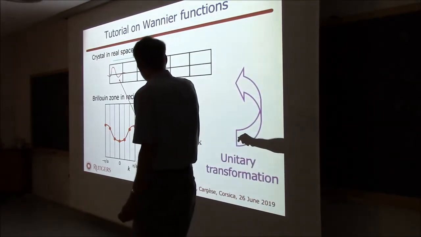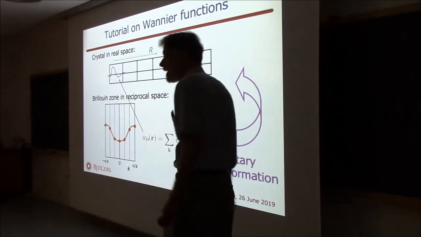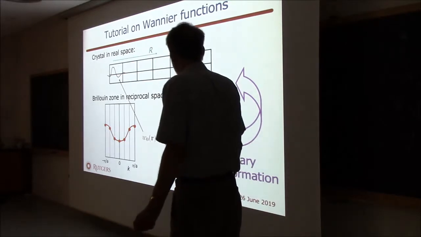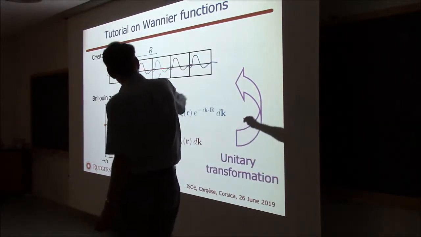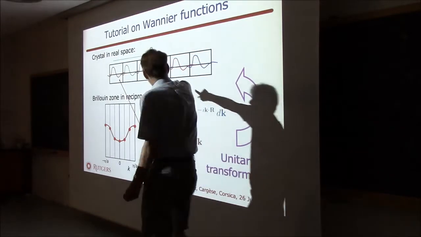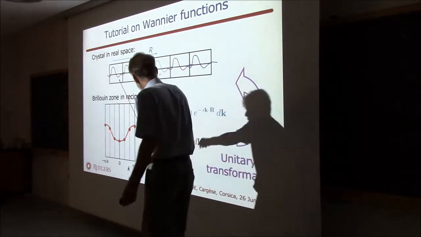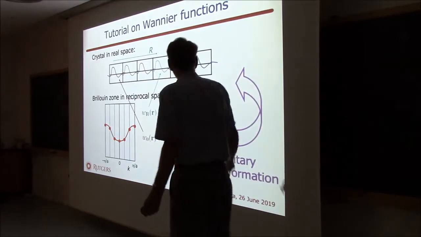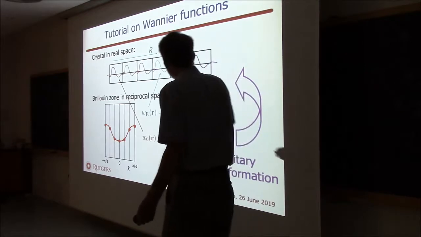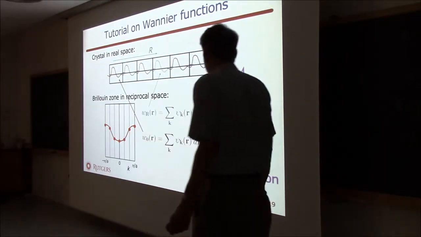So that's one function. But I had 6 Bloch functions here. In order to have the same amount of information, I need to construct 6 Wannier functions. And what happens is that I can construct 5 more Wannier functions, like this one. The way I do it is I sum up all these Bloch functions, but I put in an extra phase factor here, where this vector r is telling me how many unit cells I'm displaced from the origin.